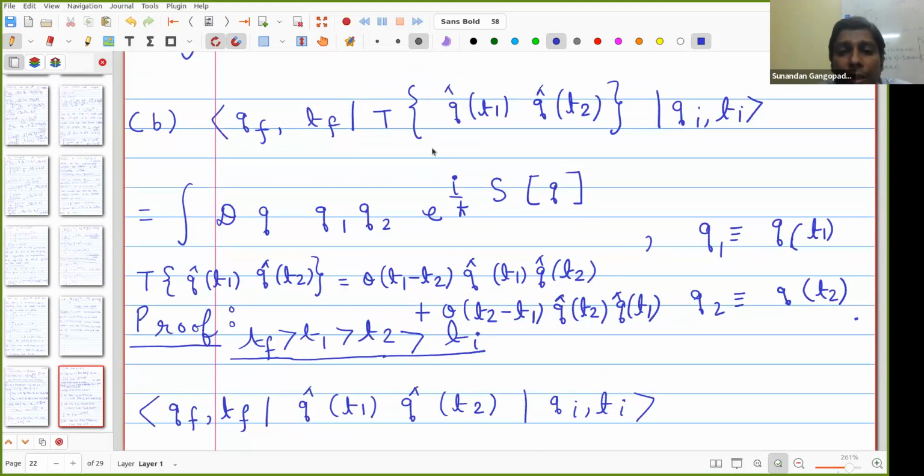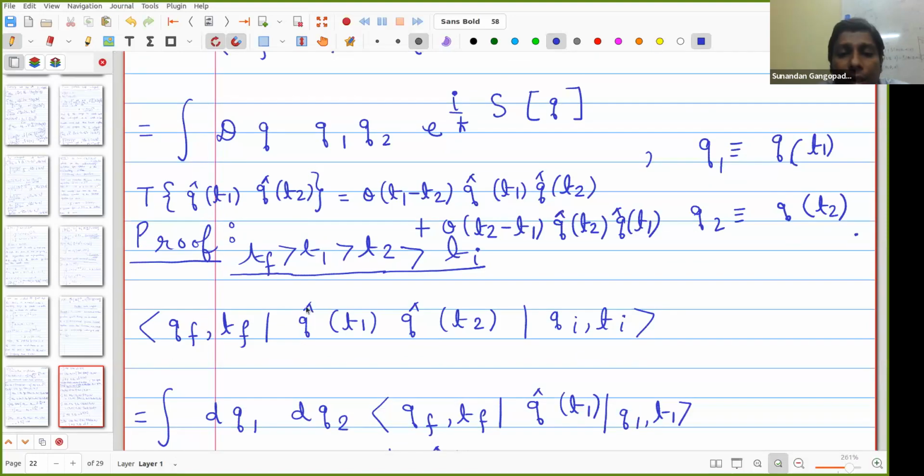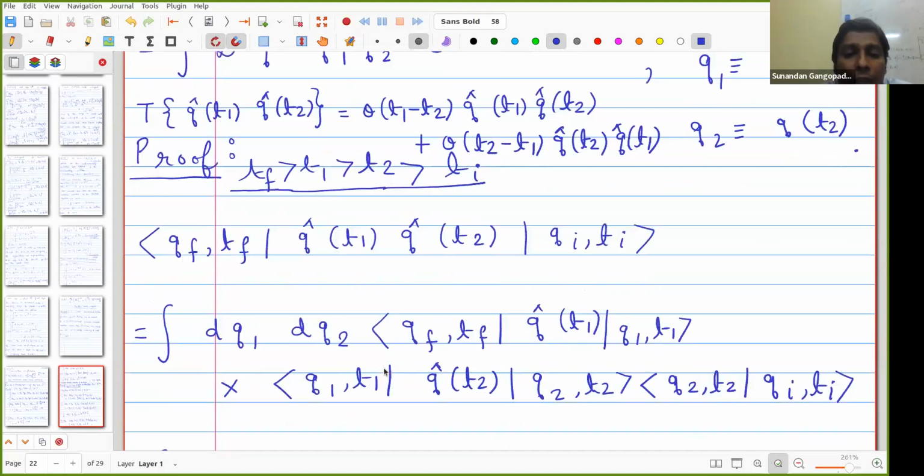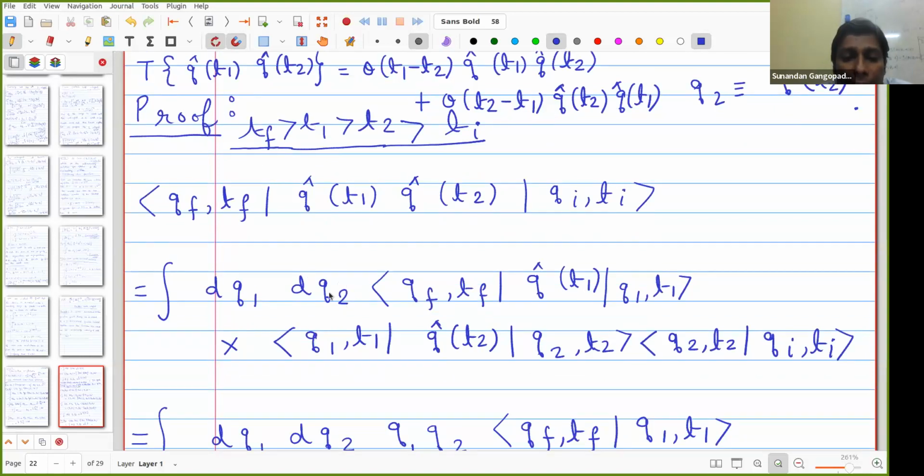If t1 is greater than t2, then this time ordering will simply become Q hat t1 and Q hat t2. So what we need to evaluate is the matrix element of this operator between these two states. If you evaluate this, once again, you put in the completeness relations, the identity operators, through the relation integral over dq1 ket q1 t1 bra q1 t1, and then again another completeness relation involving q2. If you put in the completeness relations, then you will get this expression first.